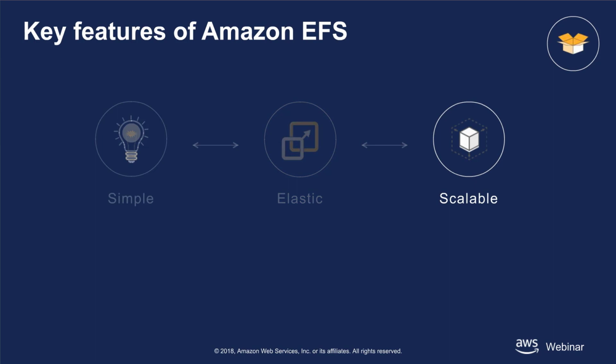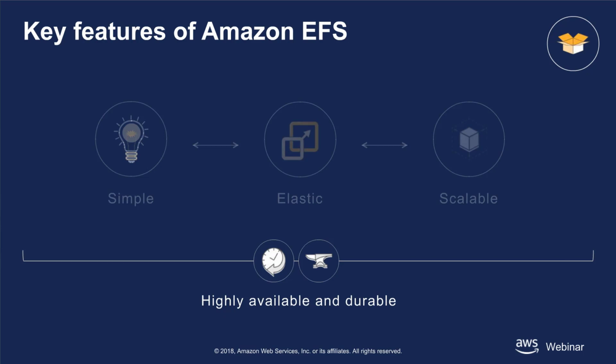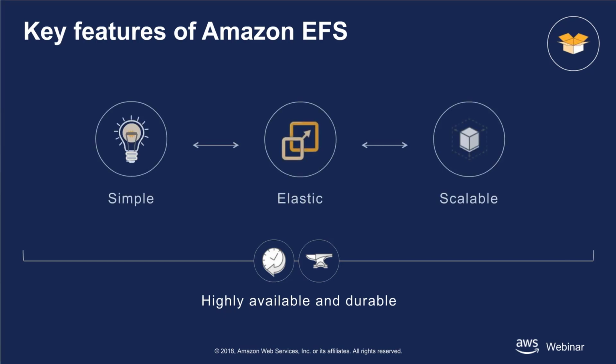Our third core tenet was scalability. EFS file systems can grow to petabytes of capacity. The throughput the file system can drive scales automatically as the file system grows, while providing consistent low latencies regardless of the file system size. This scalability extends to clients as well, supporting thousands of concurrent connections. And across all of these tenets, we designed EFS as a platform to provide high availability and highly durable data storage.